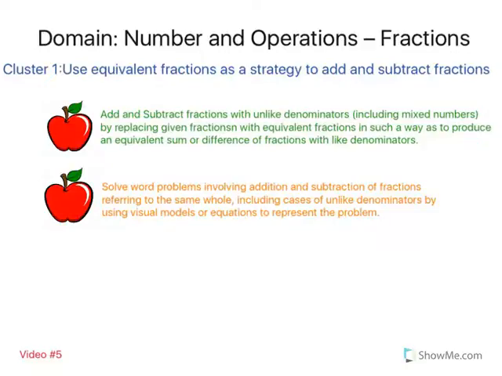So we have the domain is number and operations dash fractions. It's cluster number 1 and we will use equivalent fractions as a strategy to add and subtract fractions. Our first concept will be add and subtract fractions with unlike denominators, including mixed numbers, by replacing given fractions with equivalent fractions in such a way as to produce an equivalent sum or difference of fractions with like denominators. That's a big mouthful, but you'll see it's not as hard as it sounds.